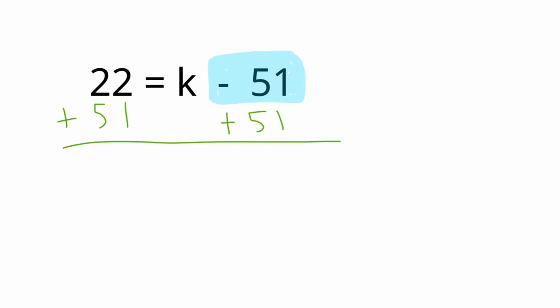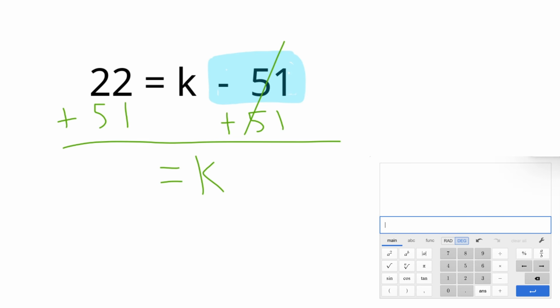Minus 51 and plus 51, those cancel out, leaving k isolated all by itself. You have to solve what is on the left side of your equation, 22 plus 51. You can confirm that in your calculator. You will get 73.